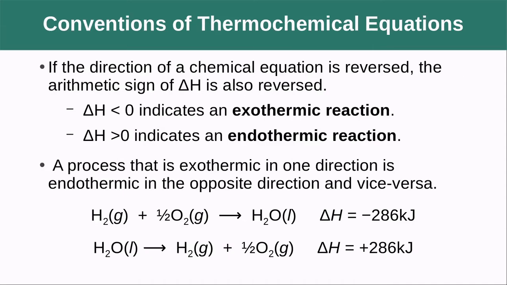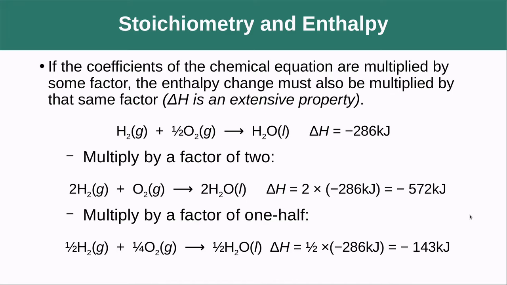If the direction of a chemical equation is reversed, the arithmetic sign of delta H is also reversed. You can see that down here when we switch it so that we have our product starting and that goes to the initial reactants; we're switching the sign of delta H. Here is what I was talking about before. If the coefficients of the chemical equation are multiplied by some factor, the enthalpy change must also be multiplied by that same factor. So if we multiply everything by 2, we multiply the enthalpy by 2. If we multiply by a factor of 1/2, we multiply the enthalpy by a factor of 1/2.